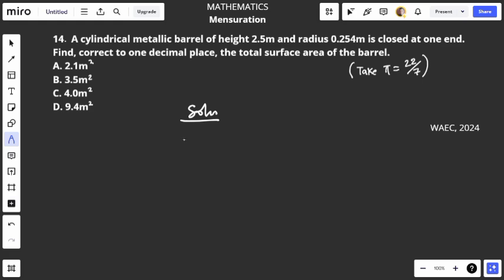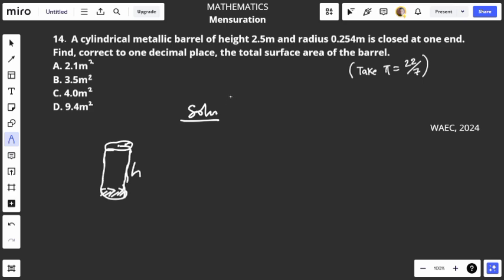So the first thing we're going to do is sketch the barrel so that we understand what we're saying here. Okay, this is a cylinder. Don't mind my rough sketch. So this is the barrel that we're talking about. The barrel is said to be closed at one end. Let's assume it's the bottom end that is being closed. Here is the height, and from here to there is the radius.